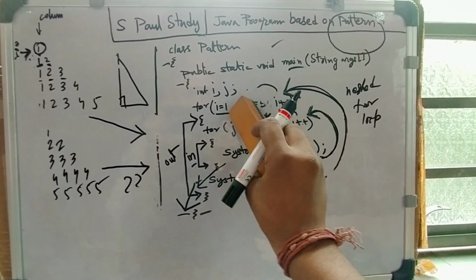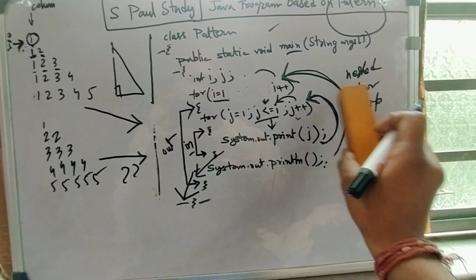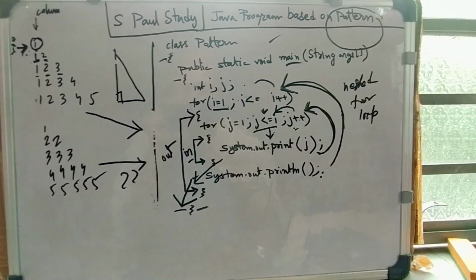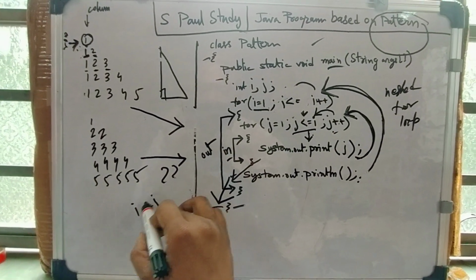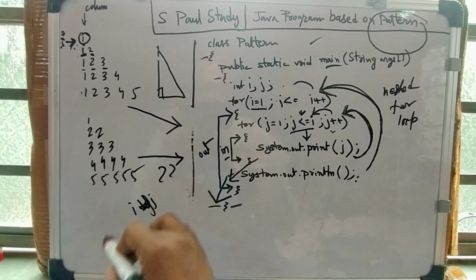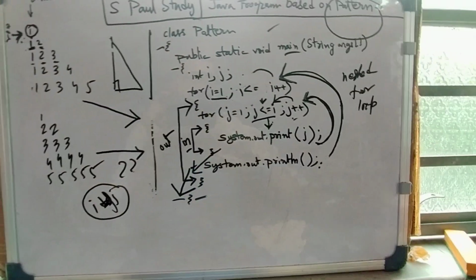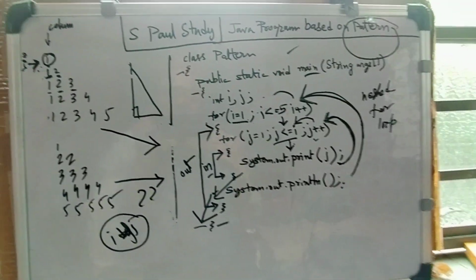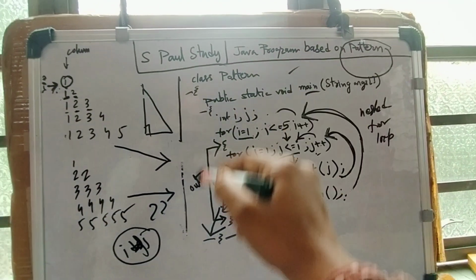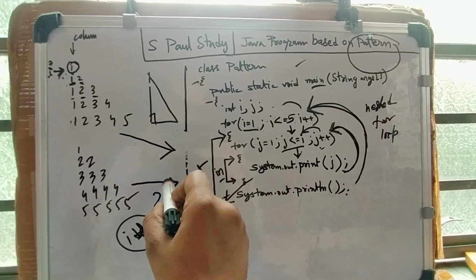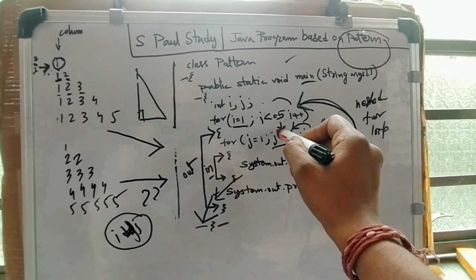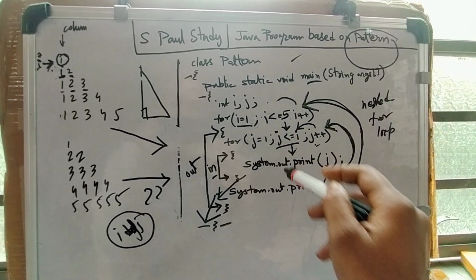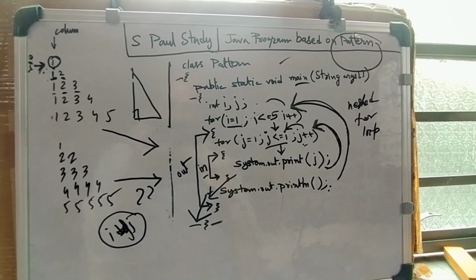So here we all know that the value of j and i are dependent on each other. So here the same program will run. The program for this kind of pattern will be the same, but there will be some changes within this portion. And what are the changes?